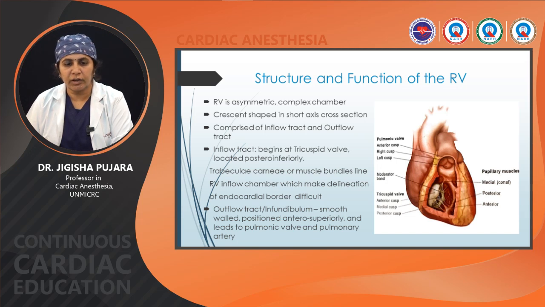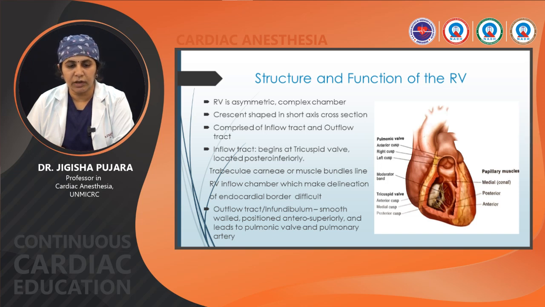Structure and function of the RV. The RV is an asymmetric complex chamber. It is crescent shaped in short axis cross-sectional area, comprised of the inflow tract and the outflow tract. The inflow tract begins at the tricuspid valve located postero-inferiorly, while trabeculae carneae and muscle bundles line the RV inflow chamber, which makes delineation of the echocardiographic border difficult. The outflow tract is infundibular, with a smooth wall positioned anterosuperiorly, and leads to the pulmonic valve and the pulmonary artery.